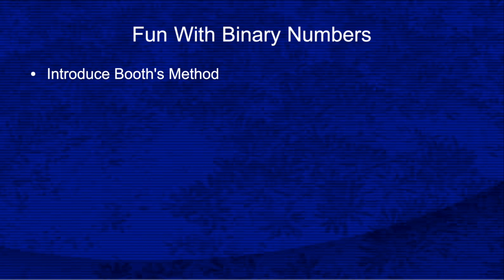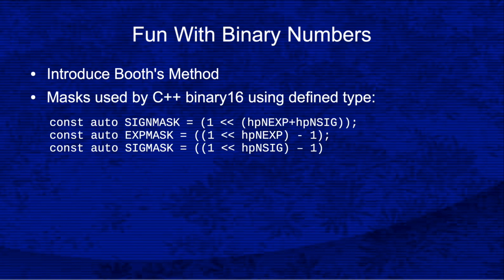I want to re-examine my C++ code to implement the binary 16 data type. This code was introduced in the video Building an FPU in Verilog Floating Point Division Part 3. In the header file hp.hpp, I define several masks. I want to focus on exp mask.